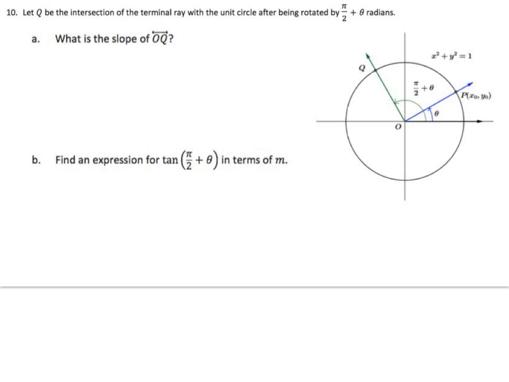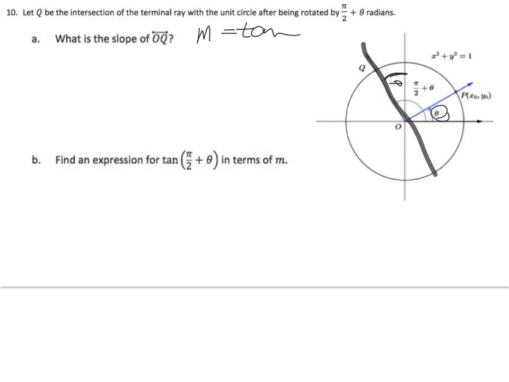So if you look, here's theta. That means right here is also theta, if that helps you sort of picture what we're doing here. So let's answer some questions. What is the slope of OQ? And remember, slope equals tangent, right? So ray OQ is the rotation of ray OP by 90 degrees counterclockwise, yep.